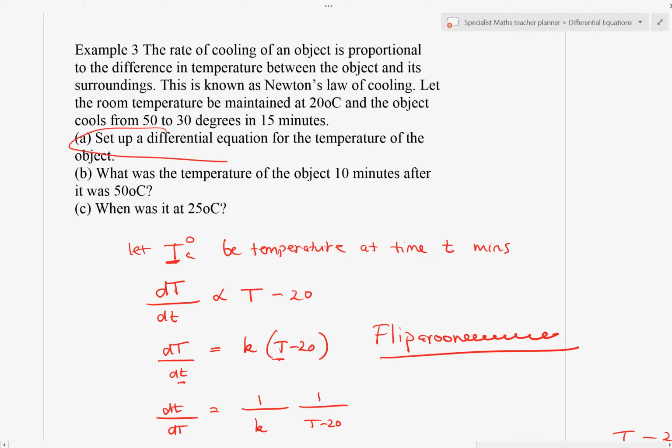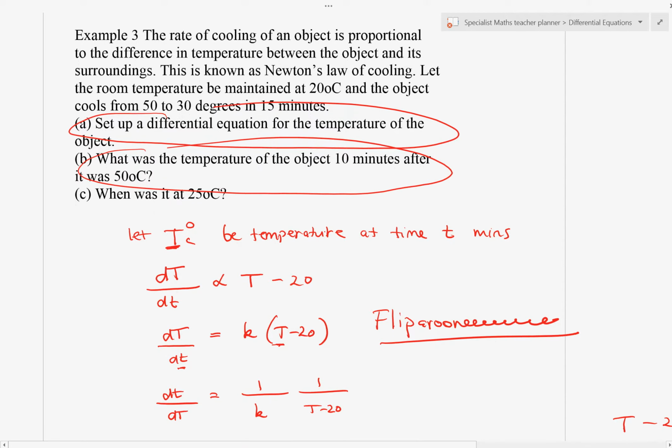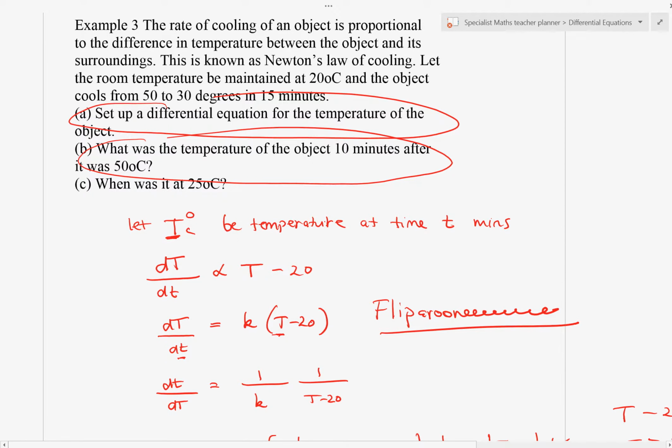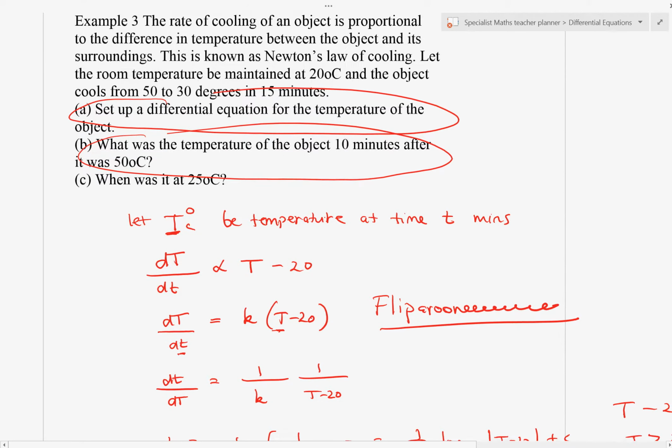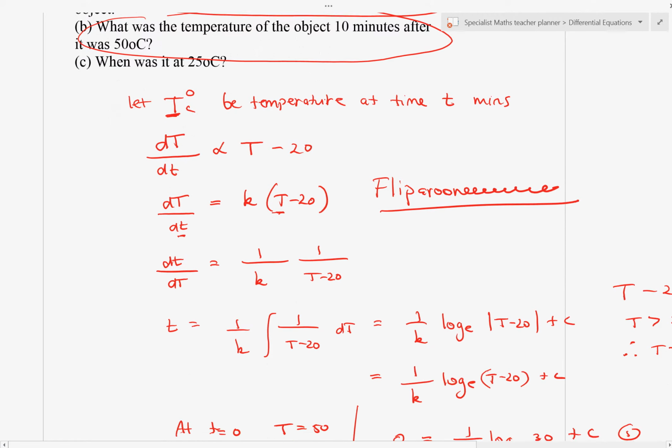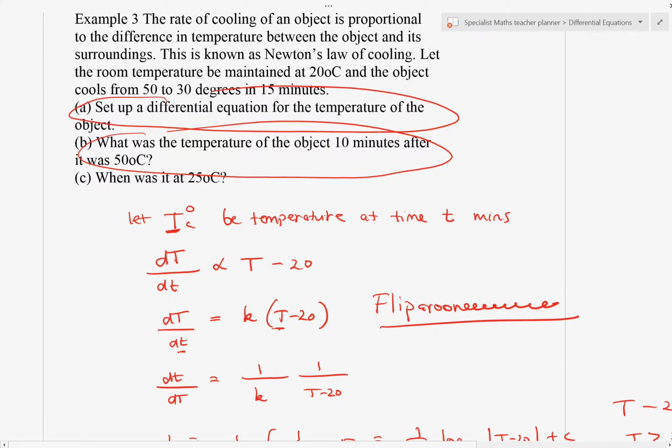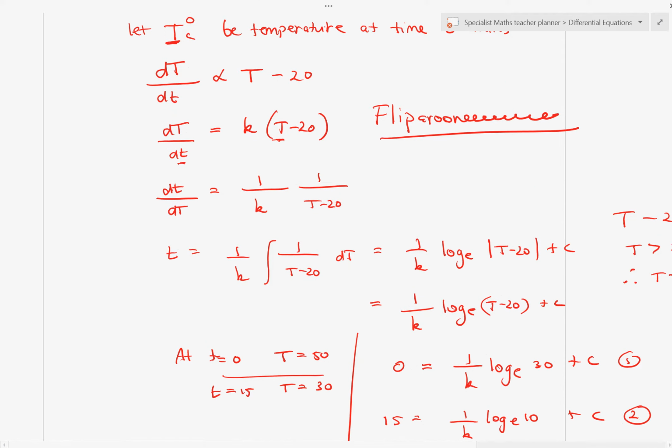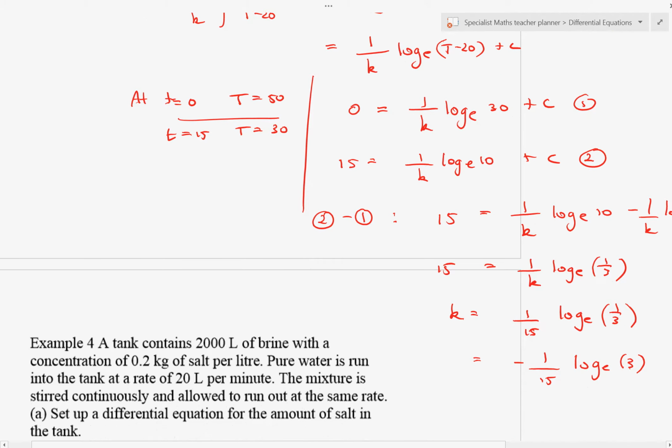We've set up a differential equation. What is the temperature of the object 10 minutes after it was 50 degrees? Well, didn't it start at... Yeah, we don't know yet. So at T equals what? 10. T equals 10. So we want to know at T equals 10. But we've only found K.